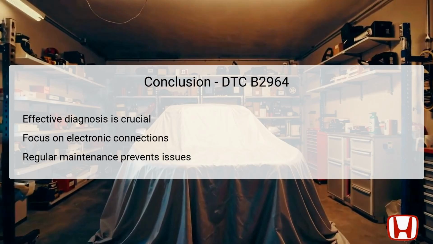In conclusion, addressing DTC B2964 requires a structured diagnostic approach focused on communication failures between the climate control unit and the front panel. Recognizing the importance of effective diagnosis helps in isolating the root causes, be they faulty components, blown fuses, or wiring issues. Attention to electronic connections during troubleshooting cannot be overstated, as many communication issues stem from these areas. Furthermore, implementing preventive maintenance strategies can significantly reduce the likelihood of recurrence of issues.